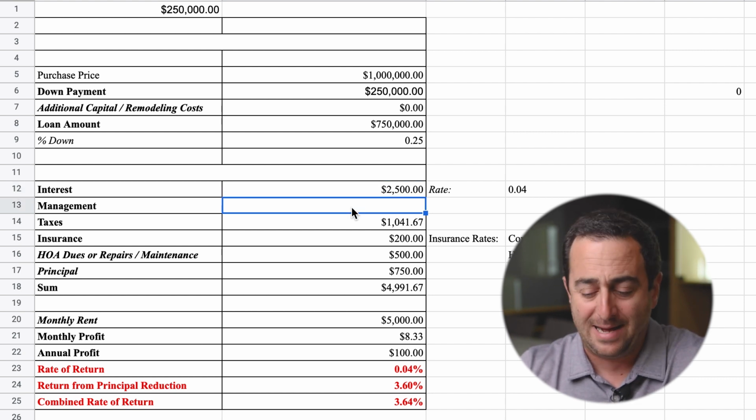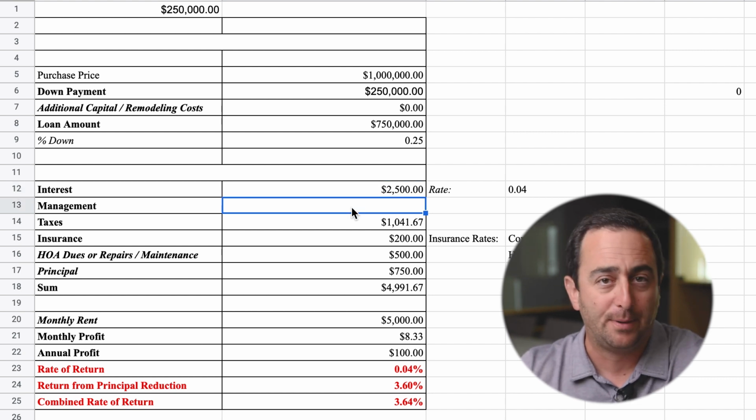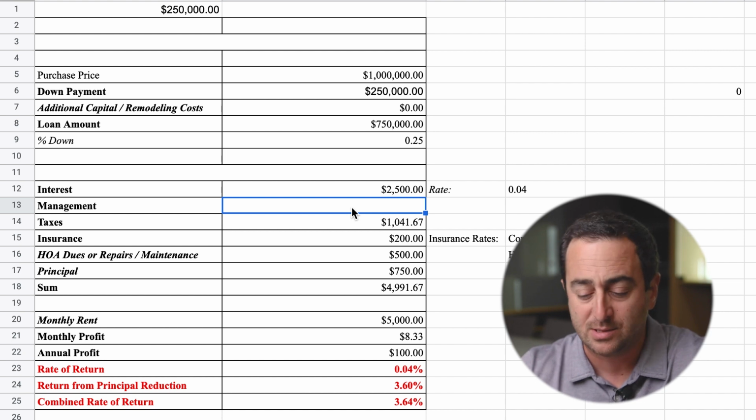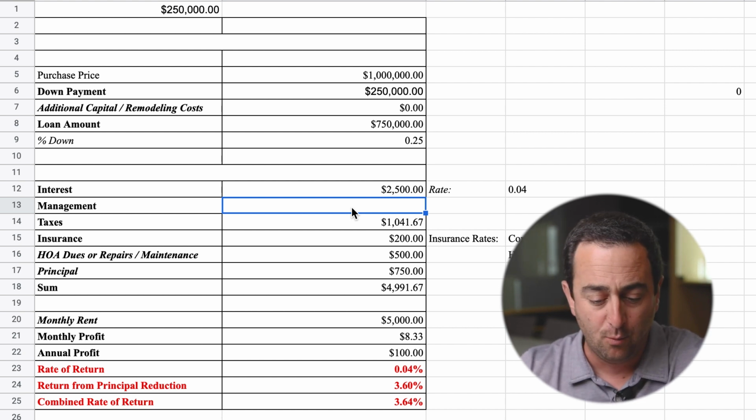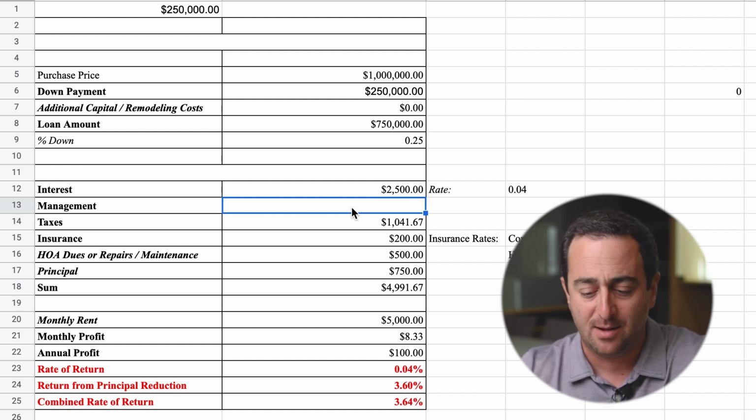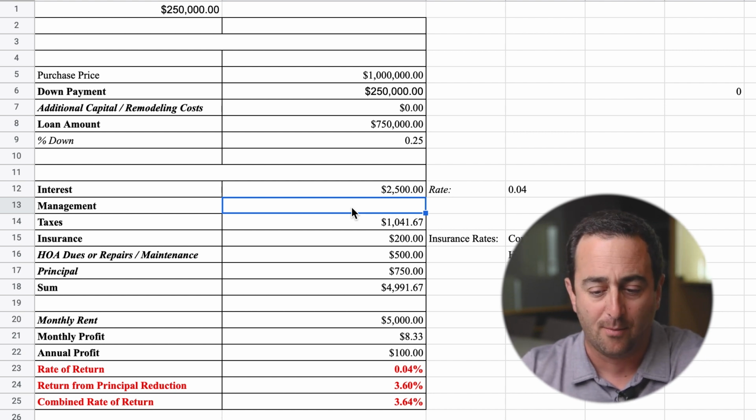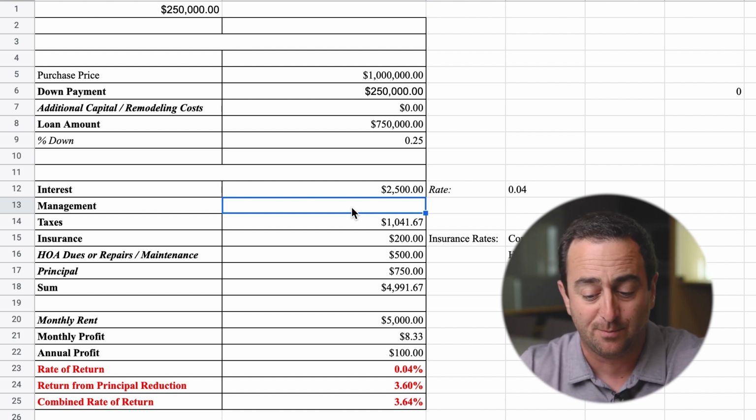Management, I keep as a blank. I manage my own properties. I don't bill myself or account for that. Some people do. I will tell you, when the average management fee is 6% and you're targeting a 6% rate of return, you will go to 0 on your profit margin if you are paying a management company 6%.